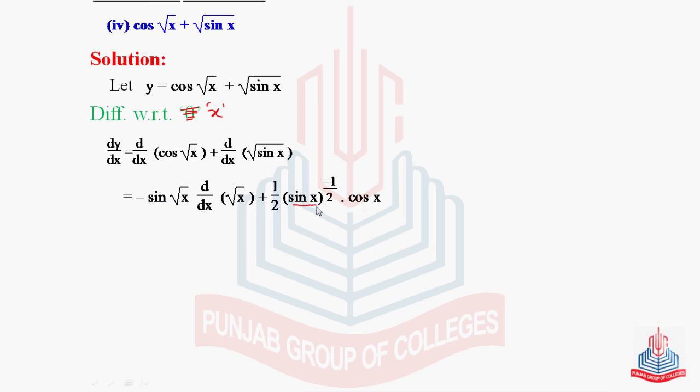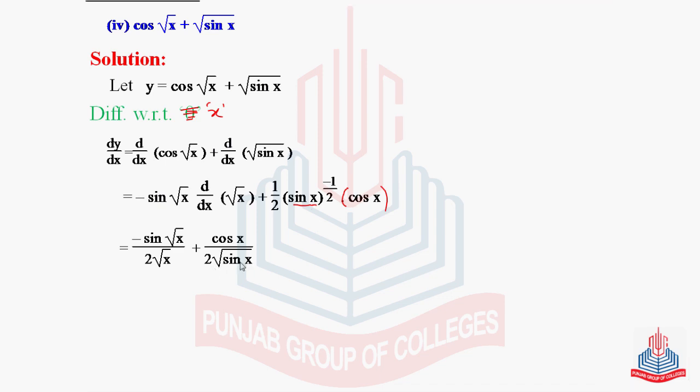As the derivative of sin x is cos x, the next step will become minus sine square root x, and the derivative of square root of x will become 1 by 2 square root of x, a basic formula of square root of x. Plus cos x. This sin x with power minus 1 by 2 will be shifted to the denominator and will become a positive power. So the whole thing will become 2 square root of sin x.